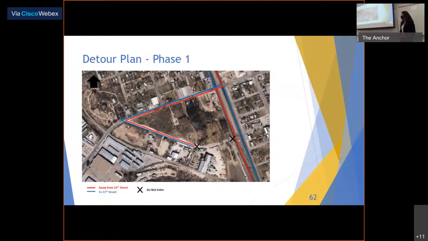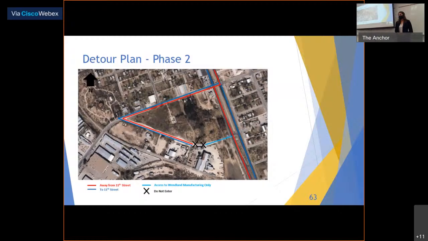And Winland Manufacturing will be able to use their second entrance away from US Highway 87 during phase one of construction. During phase two of construction, the same detour route is in place, which is the 14th Street roadway, which intersects with 11th Street. This will allow those businesses on 11th Street to stay in business. And Winland Manufacturing will be able to use the newly constructed phase one roadway and their first entrance into Winland Manufacturing during phase two of construction.